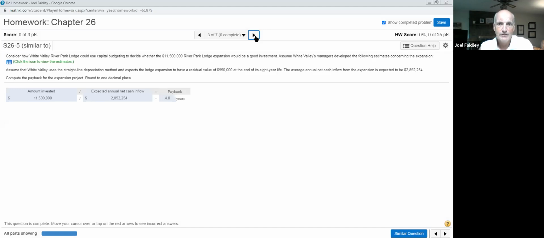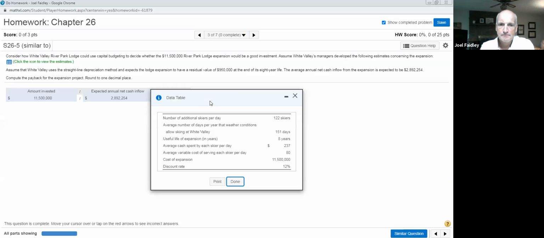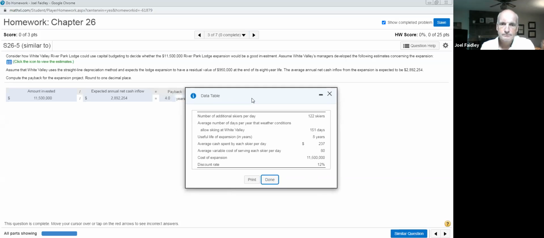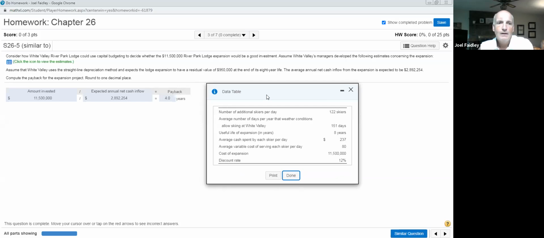All right, number 3. See what we've got here. This White Valley River Park Lodge is trying to decide whether or not to spend $11.5 million. And it says that the following estimates assume that they use straight line depreciation. All of that's pretty much irrelevant.